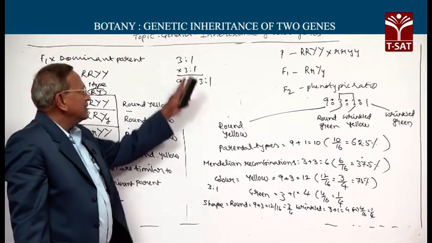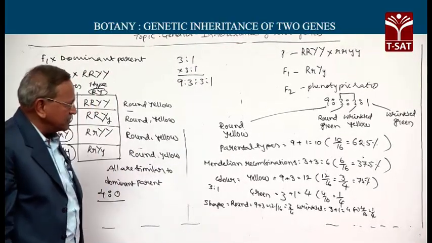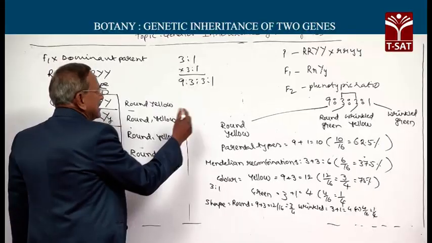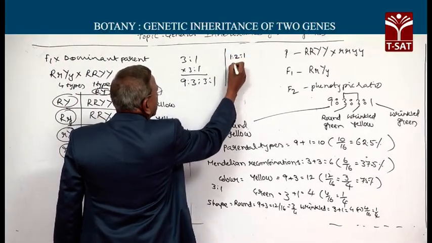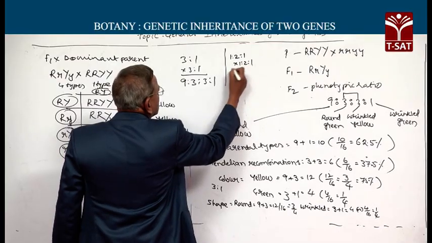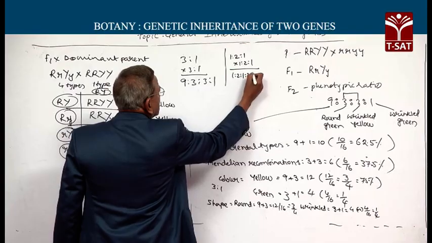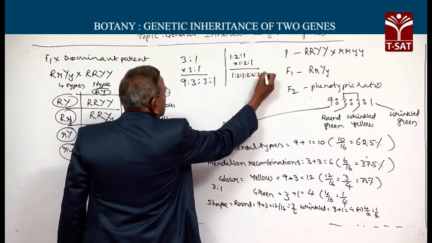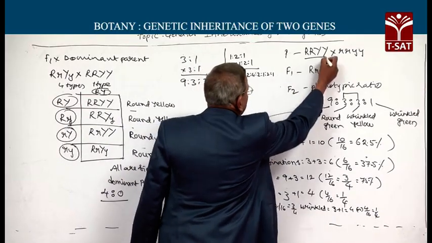Similarly, we can verify the genotypic ratio also. It will be 1:2:1, and it also will be 1:2:1, and their product will give us 1:2:1, 2:4:2, 1:2:1.